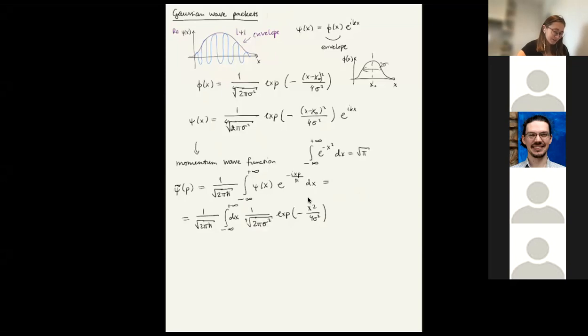Anyway, nothing special happening here. I'm just writing out psi of x as the Gaussian we have, exponential of minus (x minus x0) squared over 4 sigma squared, e to the power minus ixp over h bar, and we also have plus ikx.